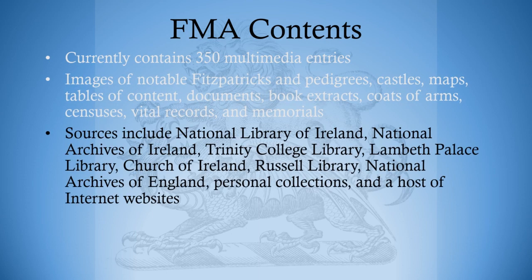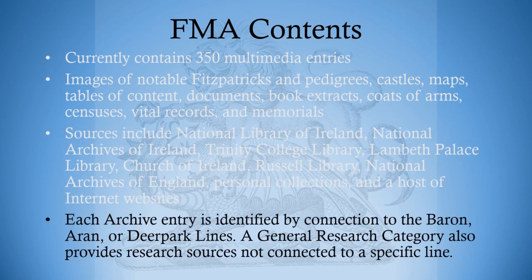The sources include the National Library of Ireland, the National Archives of Ireland, Trinity College Library, Lambeth Palace Library, the Church of Ireland, the Russell Library, the National Archives of England, personal collections, and a host of internet websites. Each archive entry is identified by its connection to either the Bairn, Arran, or Deer Park lines. A general research category also provides research sources not connected to a specific line.